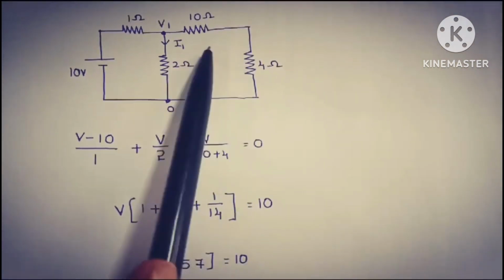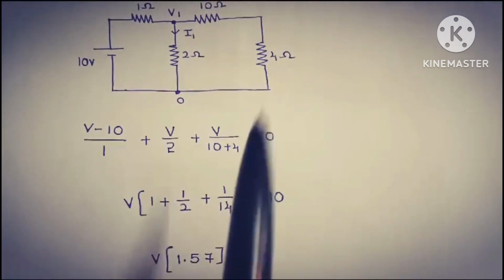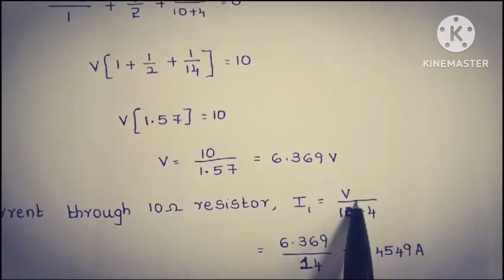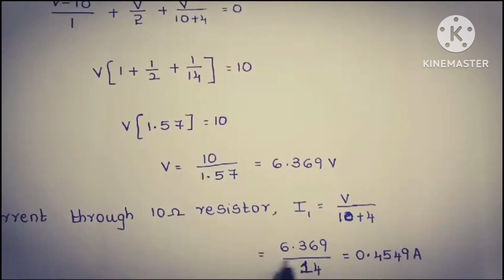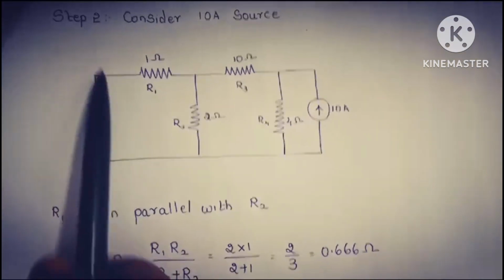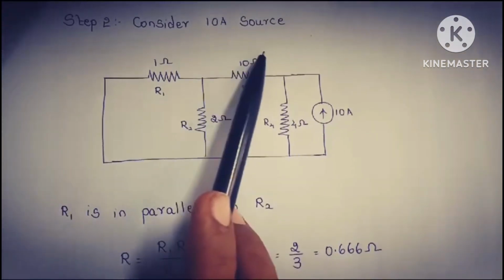Therefore, the current flowing through the 10 ohm resistor, that is I1, is equal to voltage by resistance. In this path I have two elements connected, therefore I write the resistance as I1 is equal to V by 10 plus 4, that is equal to 0.4549 amperes.